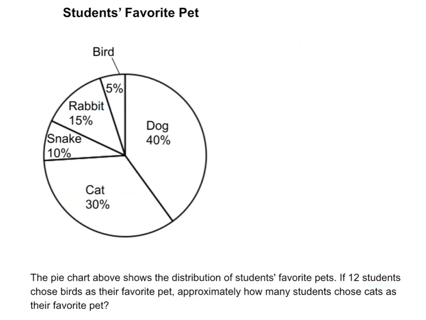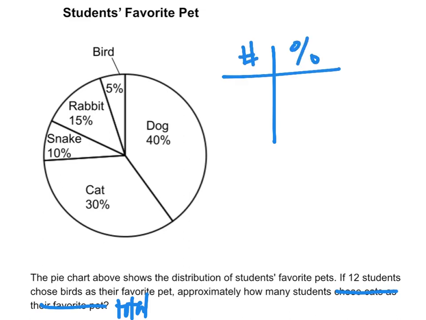Let's say the question was slightly different. What if instead of saying how many students chose cats, what if they just said how many total students were represented? So again, I would start with a ratio table with my number and my percent, and I still have to start with my given information. So 12 students chose birds. So again, I know that 5% is 12, and I would want to find my total, which is 100%.